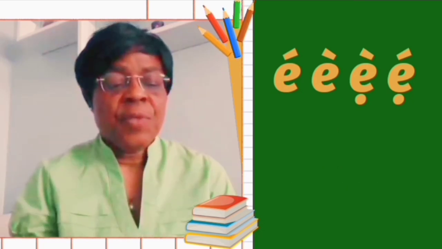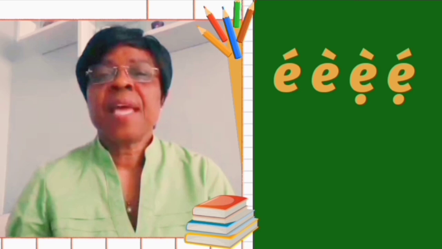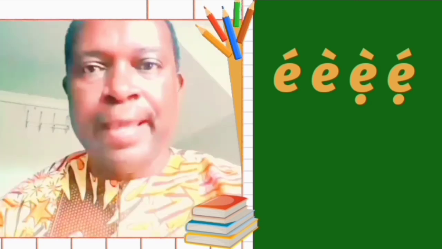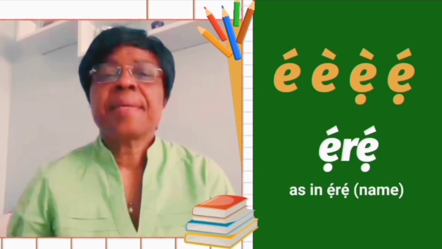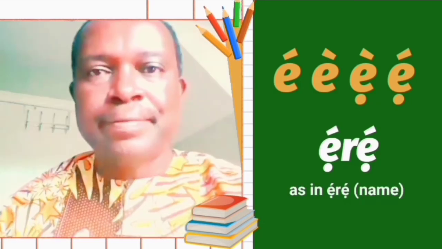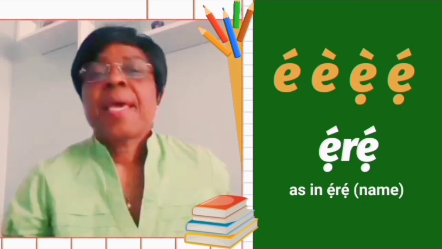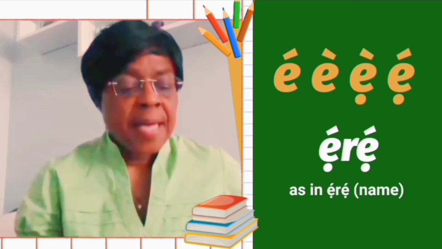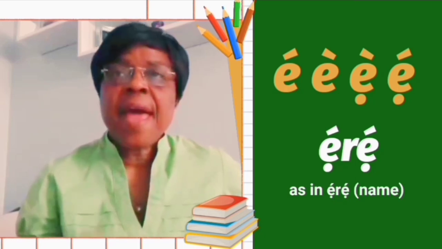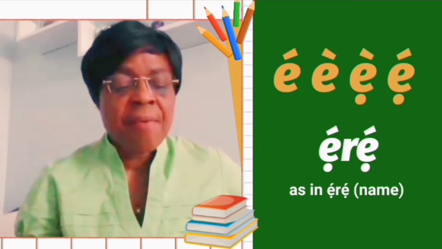We'll go on to the other sound, the second sound for letter E. Eh. Can you say eh after me? An example would be ere. One more time. Ere means name. And the diacritics for ere are rising as it sounds.